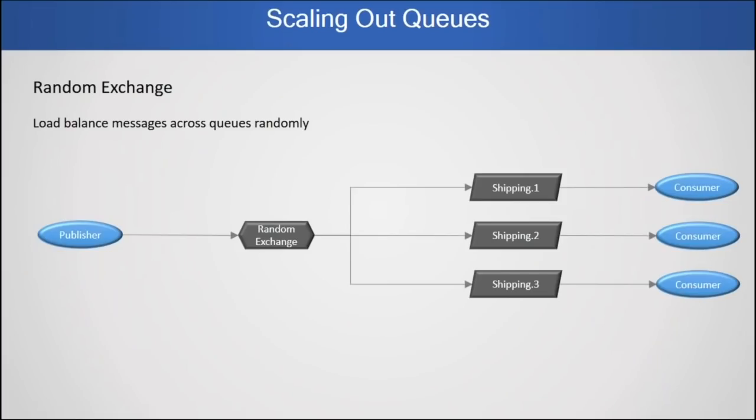So one other thing is we can actually reach the limit of a queue. A queue is an Erlang process, and so it has a limit of how far it will scale. So what we can do is scale out the queues, and we could scale out our shipping queue into 3. And then we can put a random exchange in front of it, and the random exchange simply load balances randomly across the 3 queues. But again, here we lose any ordering guarantees, because depending on the speed of each consumer, maybe one restarts, we can be processing things out of order.